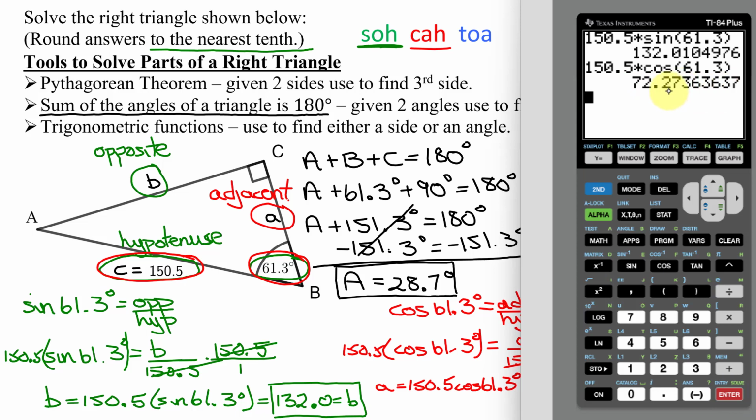Here's my answer, round to the nearest tenth. That's the position of the 2. The 7's going to round it up. So side A is 72.3.